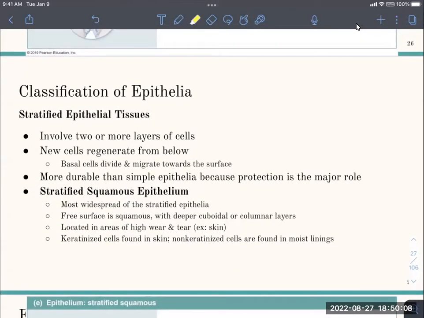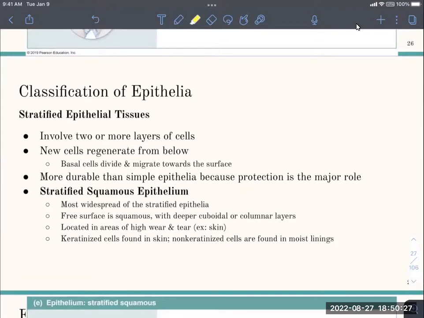Let's look at our stratified epithelia. This involves more than one layer of cells. There's two or more. The bottom layer of cells is usually what regenerates. So as cells get pushed off, cells fall off, they're quickly replaced.